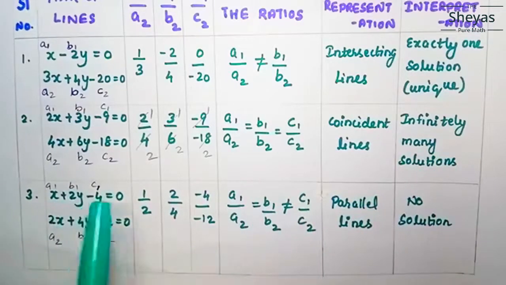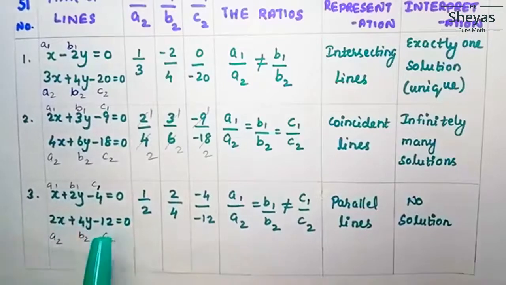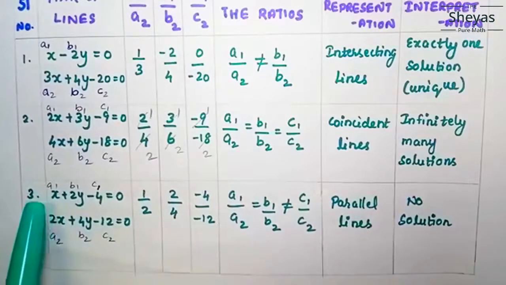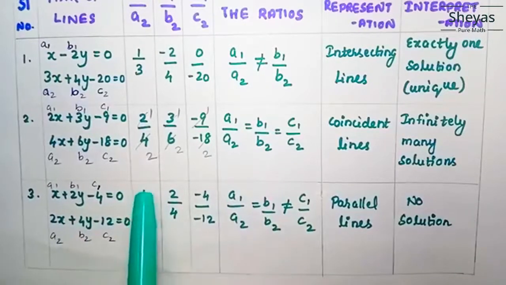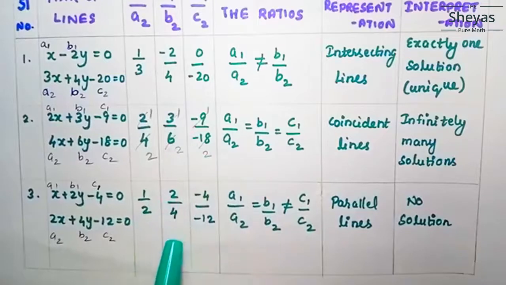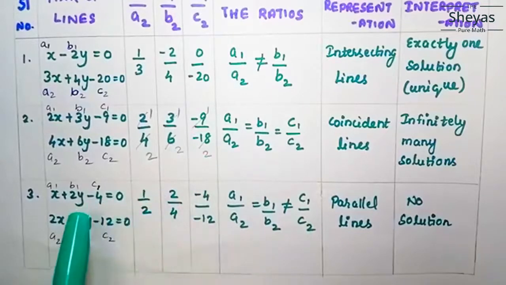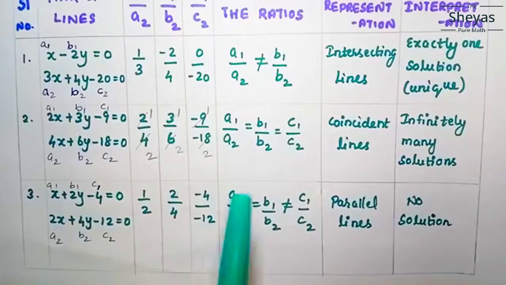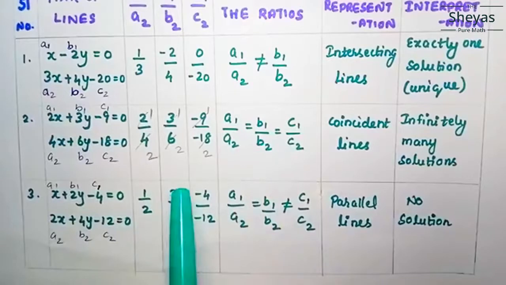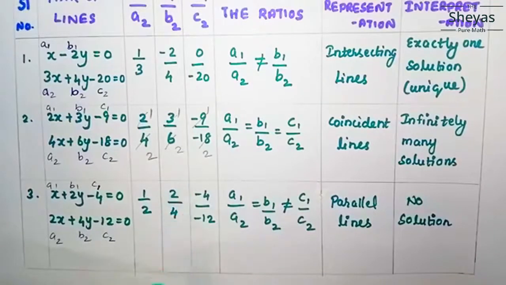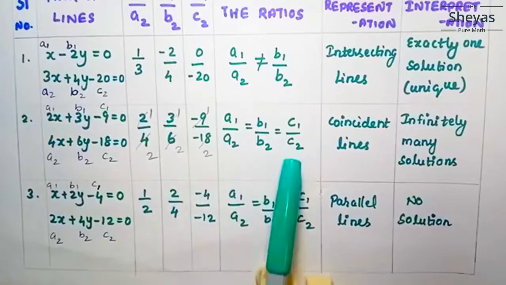x plus 2y minus 4 is equal to 0, 2x plus 4y minus 12 is equal to 0. So a1 is 1, b1 is 2 and c1 is minus 4. a2 is 2, b2 is 4 and c2 is minus 12. So let us write the ratios. a1 by a2, 1 by 2, b1 by b2, 2 by 4 and c1 by c2, minus 4 by minus 12. So when you calculate this, see 1 by 2, we can't reduce it. 2 by 4 we can reduce it to simpler form. So when you cancel it out, you will be getting 1 by 2.